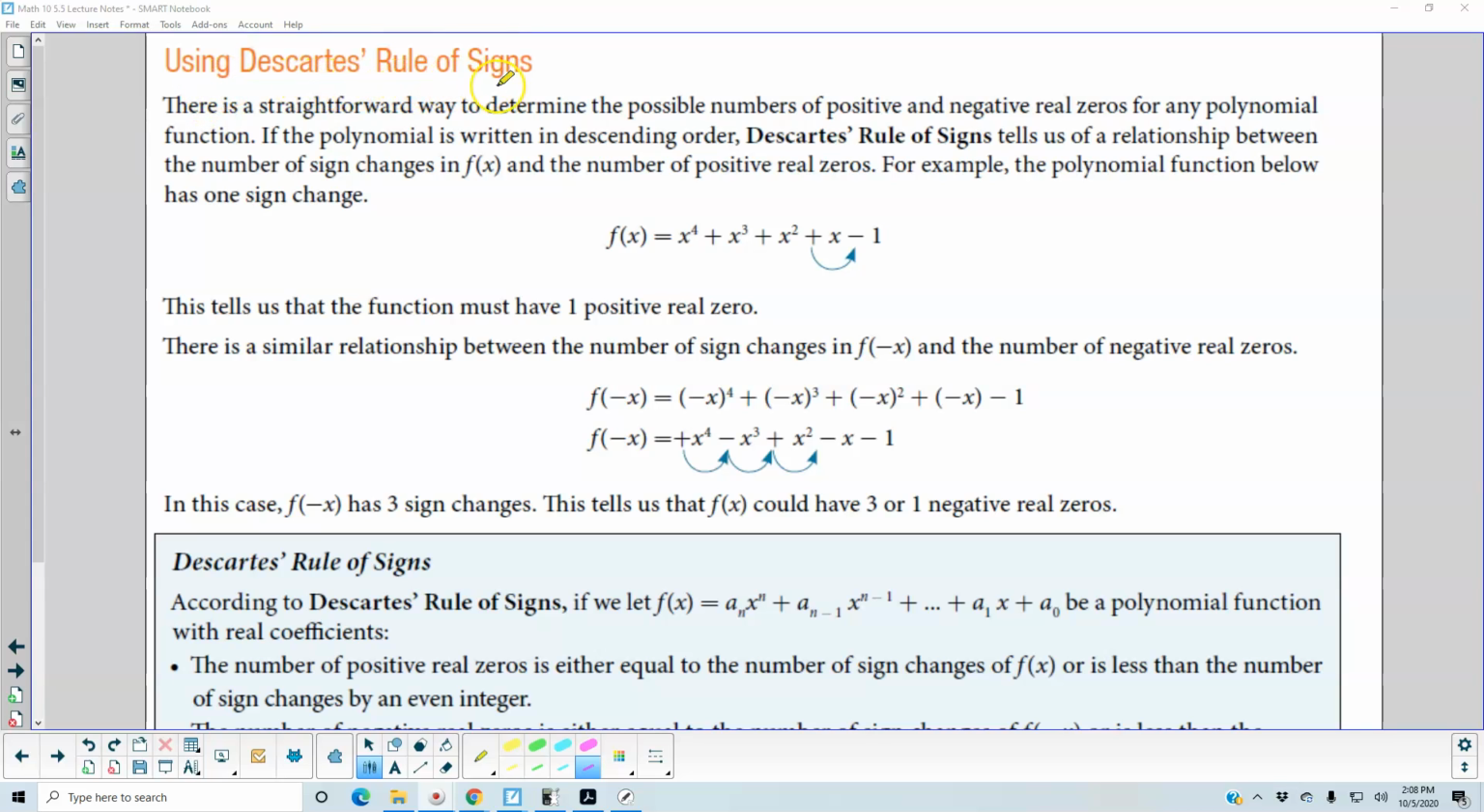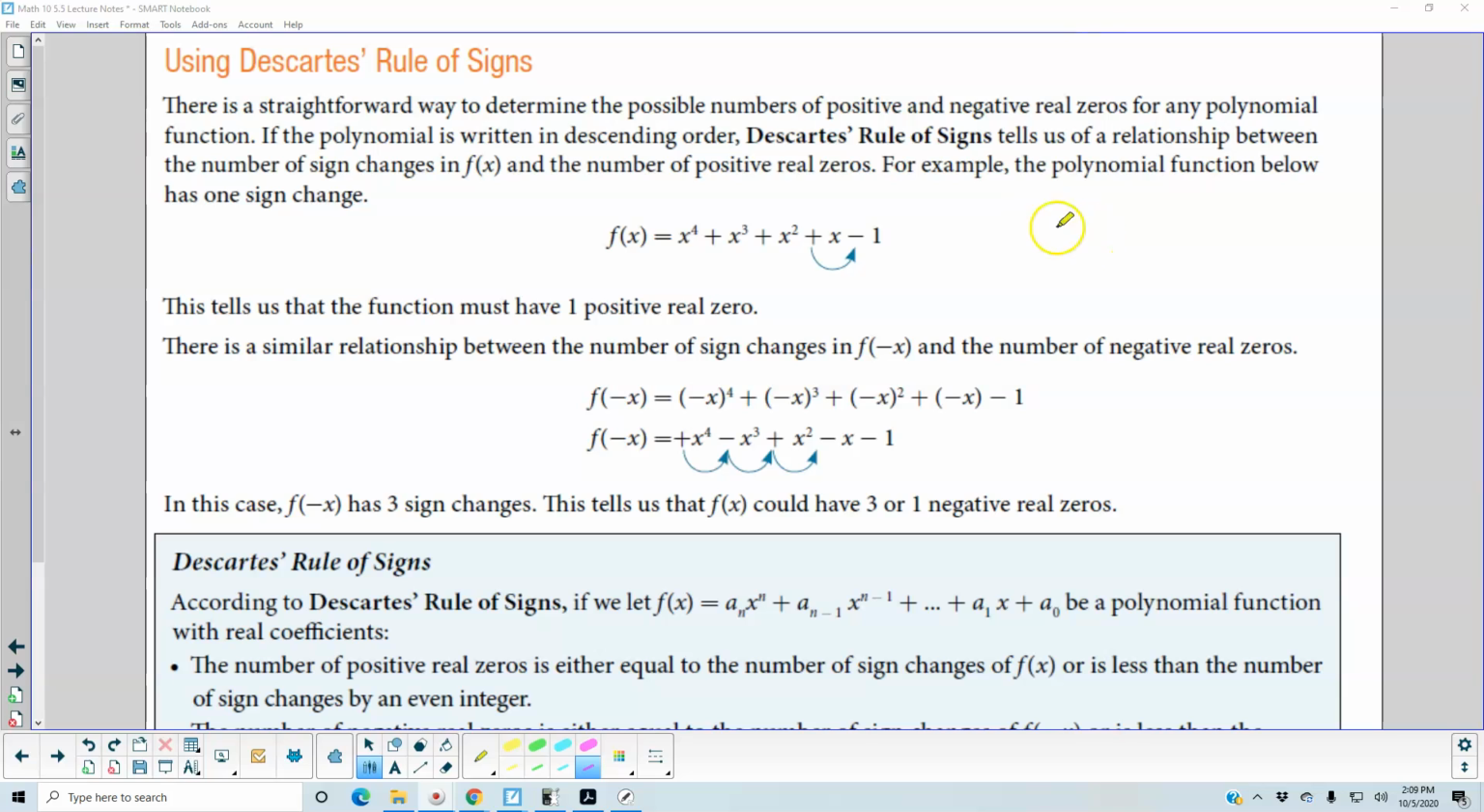Using Descartes' rule of signs. There is a straightforward way to determine the possible number of positive and negative real zeros for any polynomial function. If the polynomial is written in descending order, Descartes' rule of signs tells us of a relationship between the number of sign changes in f of x and the number of positive real zeros.